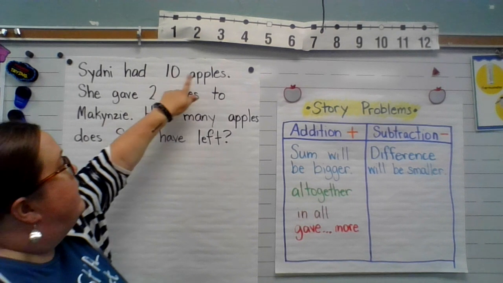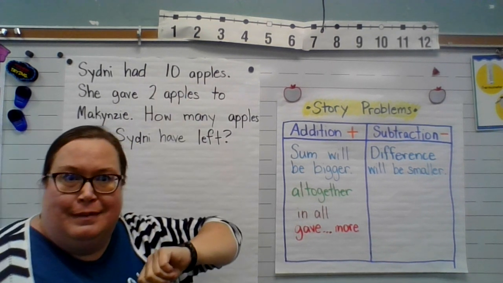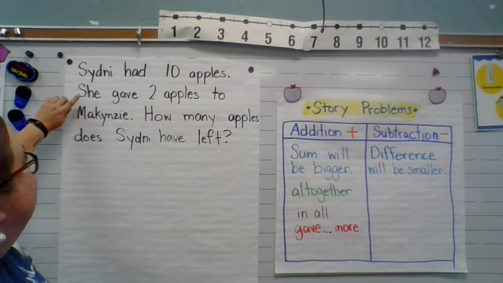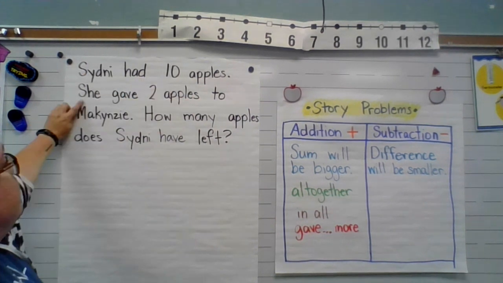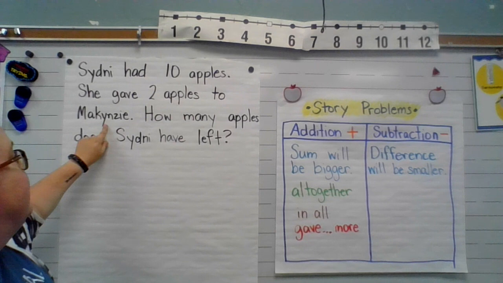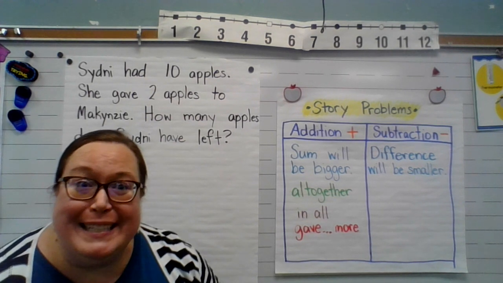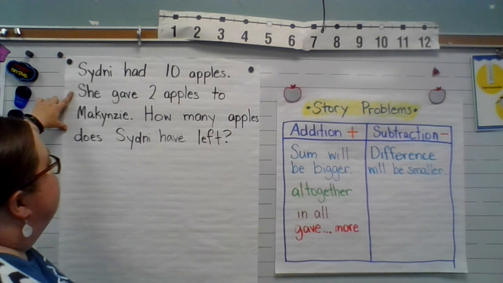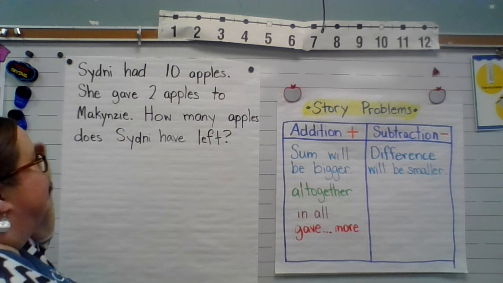Sydney had 10 apples. Do we know a Sydney? I think we do. Sydney had 10 apples. She gave 2 apples to Mackenzie. We know Mackenzie too. How many apples does Sydney have left?